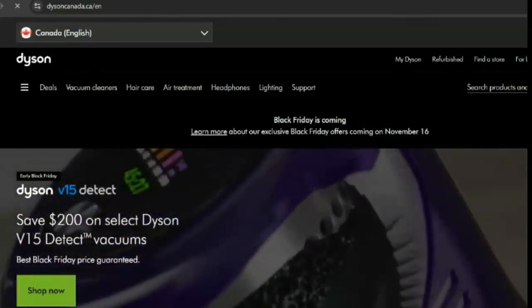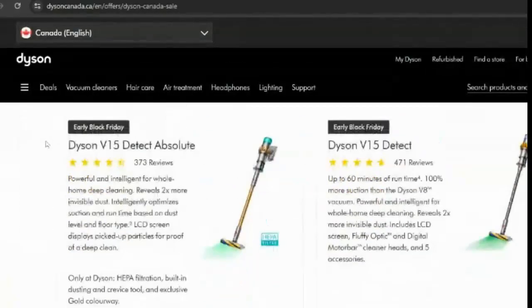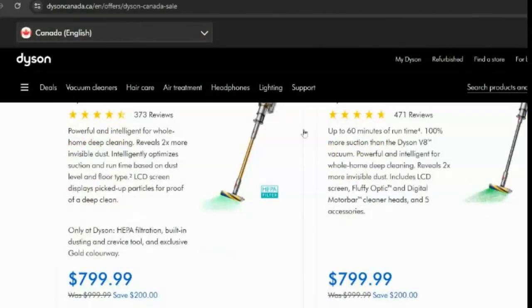If I click on shop now, it will show me what was the exact price earlier and for what price it is being sold. Look at this. The price was 999 and now it is 799 and the discount is $200. So this was your listing price and this is your discounted price.